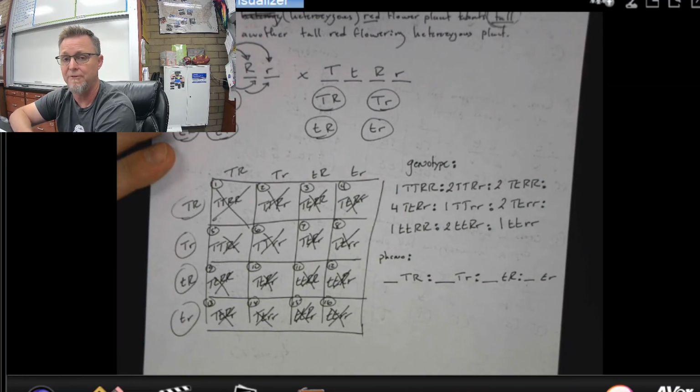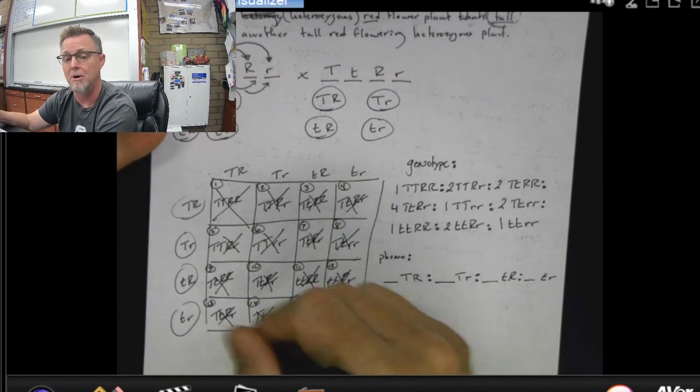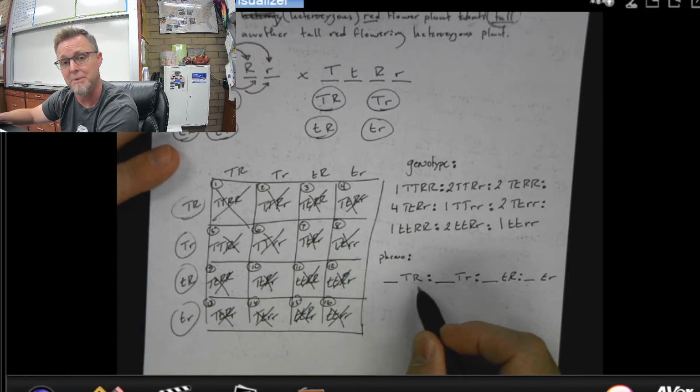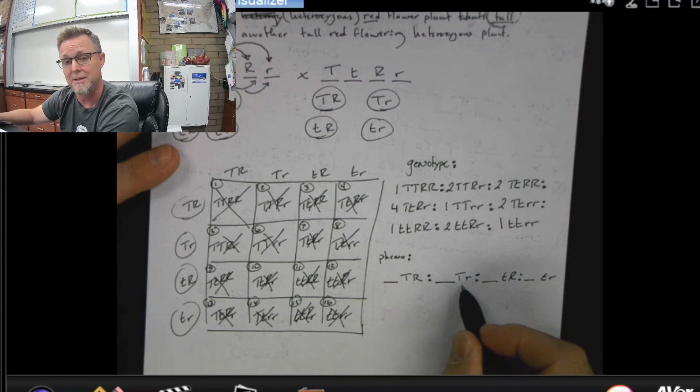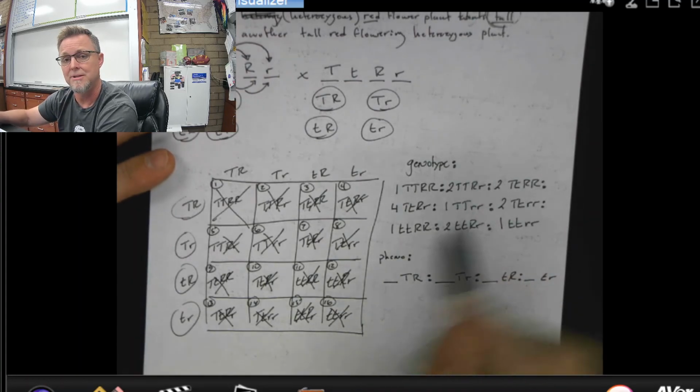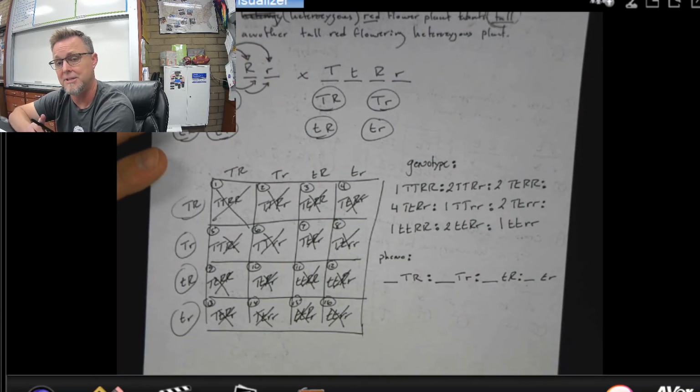Now, the easiest thing for you to do to figure out your phenotype is to make sure you did your genotype right to begin with. If you did your genotype right to begin with, then you can use your genotype to figure out your phenotype. If you did it wrong, then you're going to be sorting through all those boxes, and you're going to be looking for how many of the boxes have a big T and a big R in it. How many boxes have a big T and a little r in it, you know, and so on. I'd rather use the genotype from above. Here's how you use it.